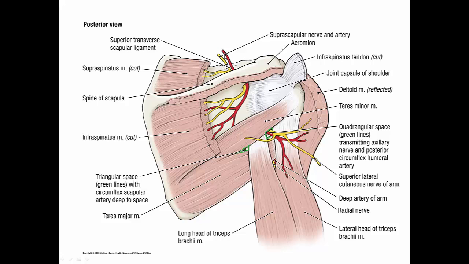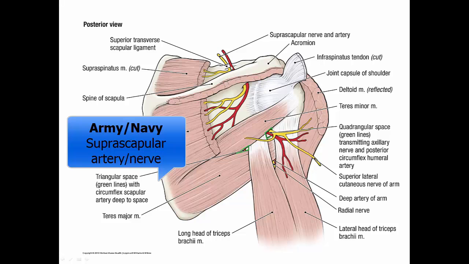able to identify the superior transverse ligament, and going over and under it, the mnemonic for this is Army-Navy. The suprascapular artery, for Army, goes over the bridge, which is the superior transverse scapular ligament, and the nerve, Navy, goes below. Army-Navy, suprascapular nerve and artery. The bridge is the STSL, or superior transverse scapular ligament.